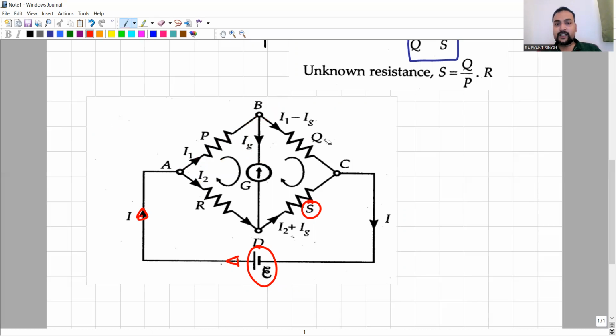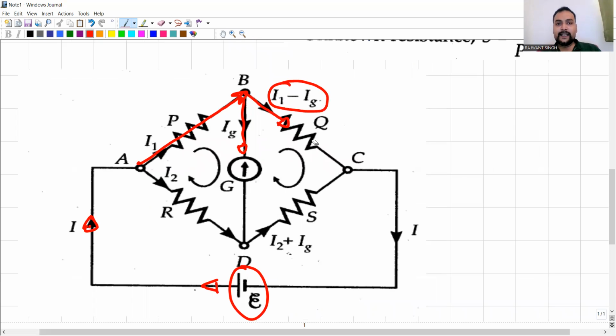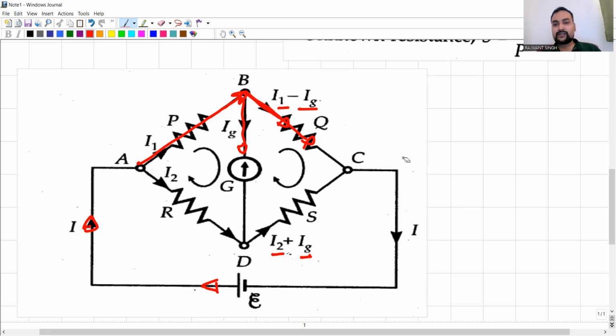Now from Kirchhoff's current law, we know that if the current I1 is coming to this point and IG is going here, then the current that will go from here to here will be I1 minus IG. I1 minus IG is going to go here. IG current goes here. The I2 current was coming from this point, and at this junction D, IG will combine with I2, and here it will become I2 plus IG. So at the point C, I1 minus IG and I2 plus IG will combine, and eventually it will become I1 plus I2, which is actually I.